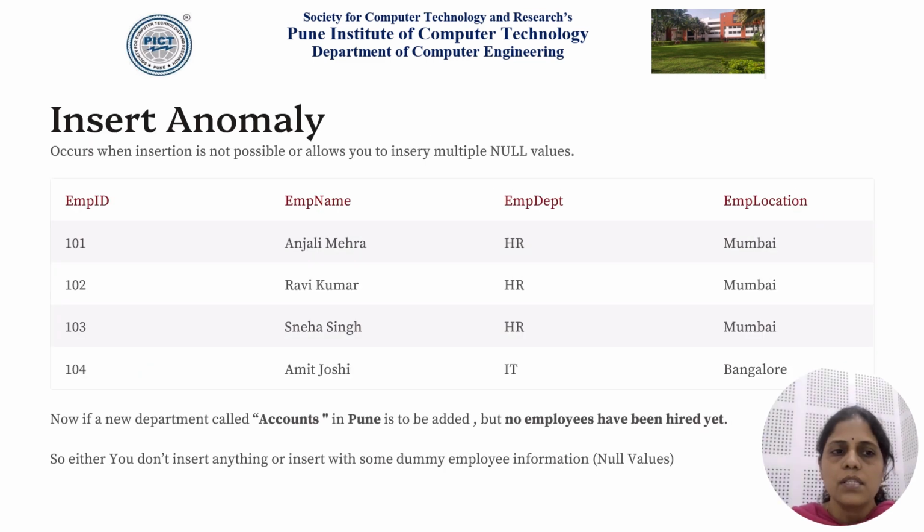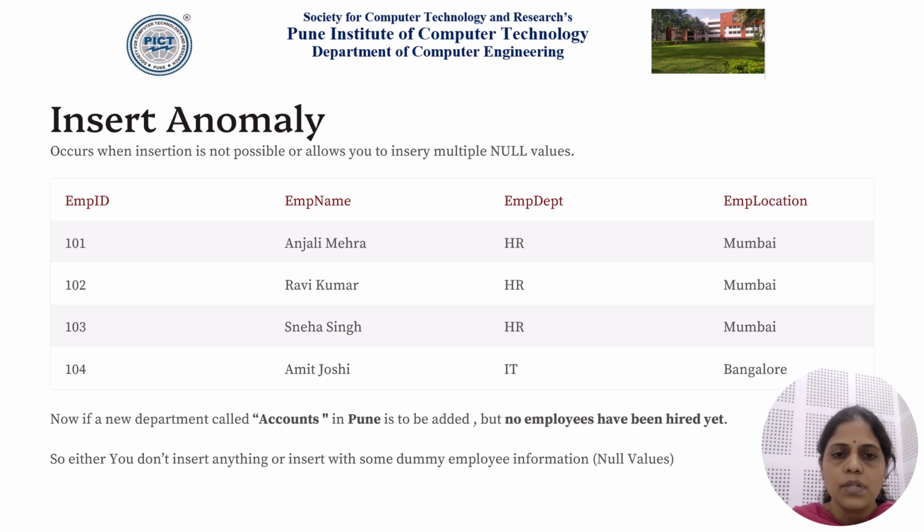So we'll first discuss what the insert anomaly is. Insert anomaly arises when, suppose we have a relation like this, insertion is not possible without inserting null values in order to insert the new values. Suppose, for example, I have this relation with employee ID, employee name, department, and employee location. There is, let us say, an HR department and an IT department, and a number of employees working in each particular department.